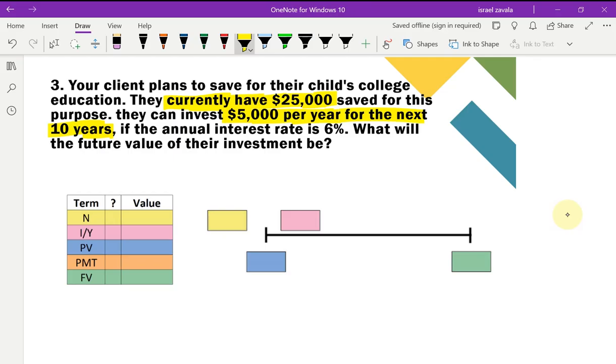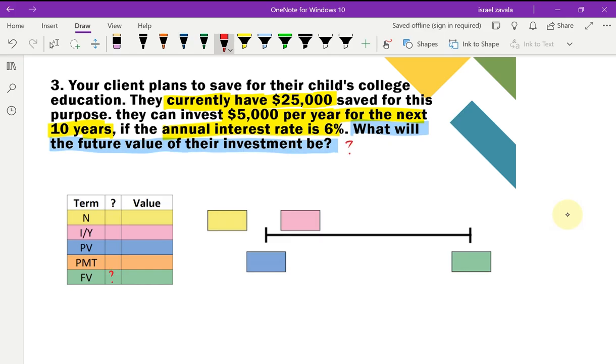If the annual interest rate is 6%, and here comes the question, what will the future value of their investment be? Okay, let's break this down. So what am I looking for? Always, what am I looking for first, right? What will the future value?